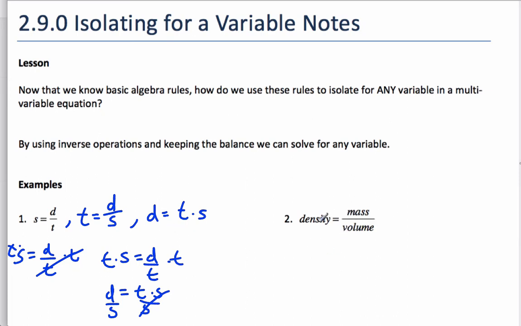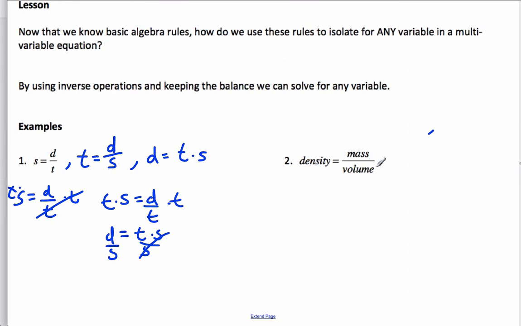Now in the next one we have density equals mass divided by volume. That's how you calculate the density of an object. Let's write this as d equals m over v first of all. And we can solve the equation to get an equation for v and get an equation for m. Okay, to get the equation for m, let's do m first. We can multiply both sides of the equation by v, and we get m equals d times v.